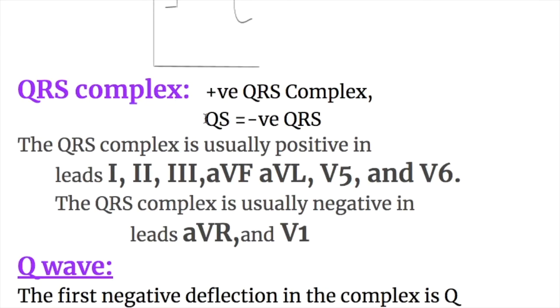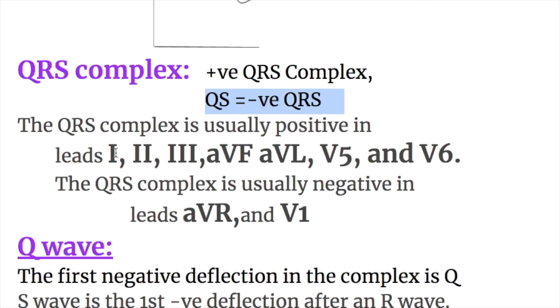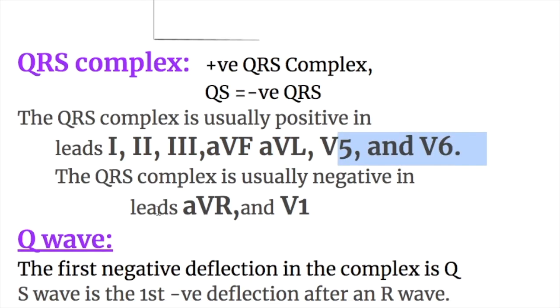And what's QS? QRS is a positive complex. A negative QRS is QS. QRS complex is usually positive in limb leads 1, 2, 3, AVF, AVL and chest leads V5 and V6. QRS complex is usually negative in leads AVR and V1.